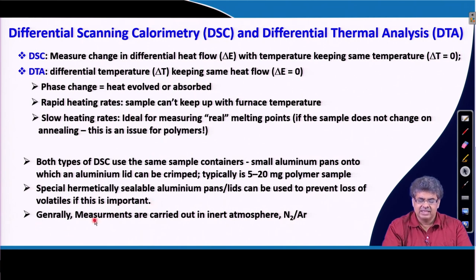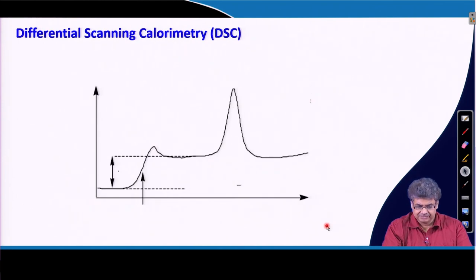And generally the measurements are carried out in an inert atmosphere, like in the presence of nitrogen or argon, because if we do it in air, that might cause oxidative degradation of the polymer molecules, which will complicate the measurements of Tg and Tm. So generally, unless it is specifically required, we do the measurements under an inert atmosphere of nitrogen or argon.